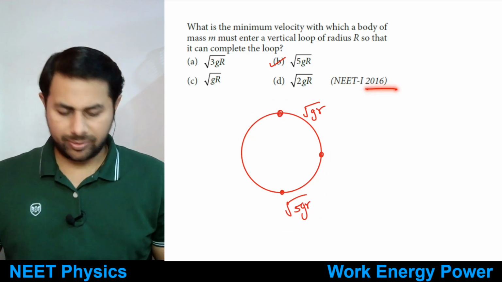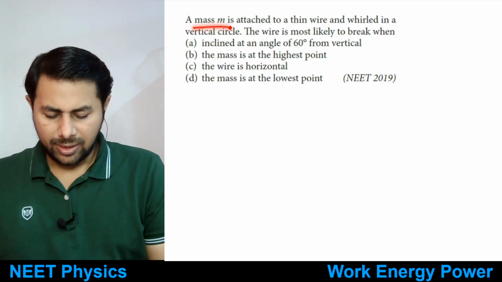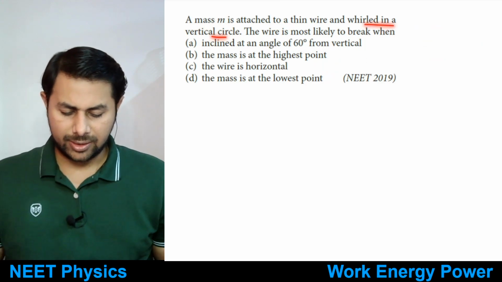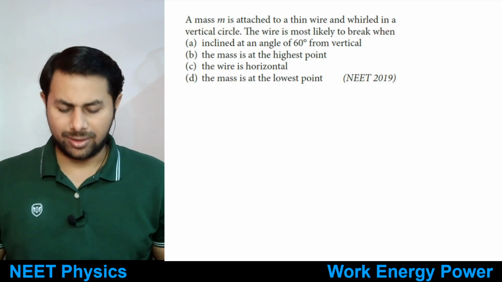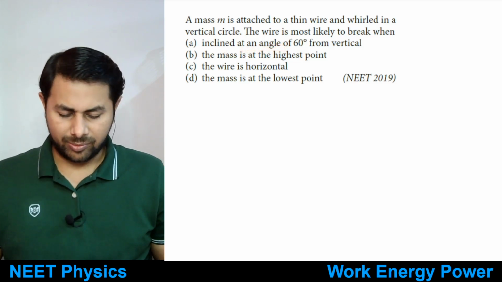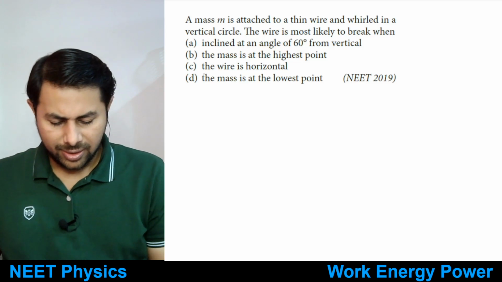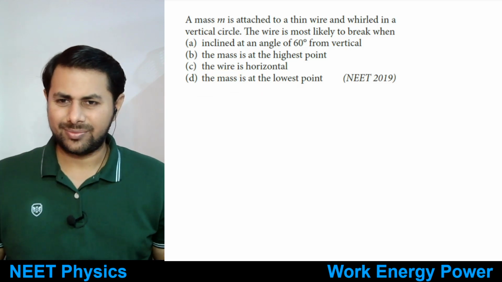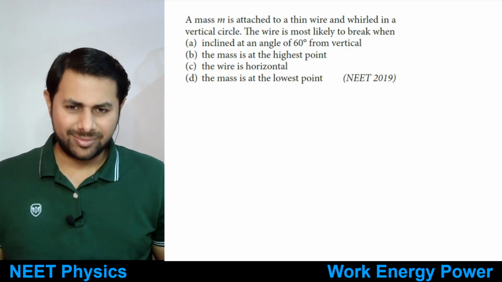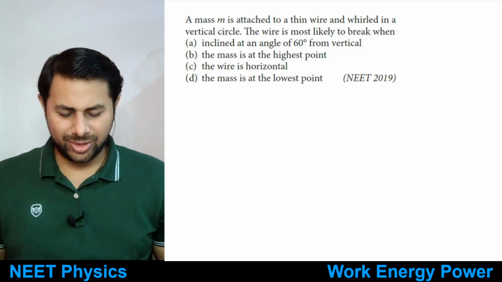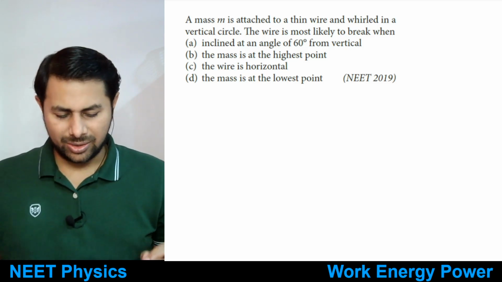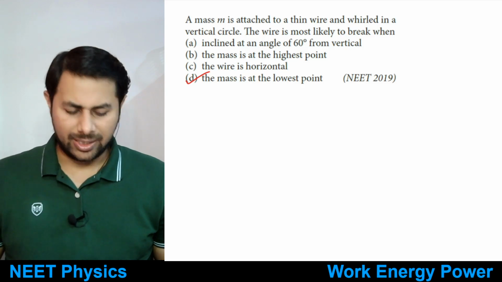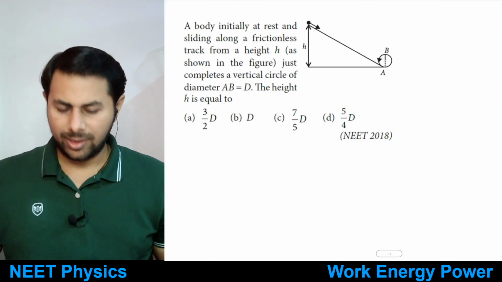This is from NEET 2016. Let's see the next one. A mass m is attached to a thin wire and whirled in a vertical circle. The wire is most likely to break when inclined at an angle of 60 degrees from the vertical, when the mass is at the highest point, when the wire is horizontal, or when the mass is at the lowest point. Yes, the mass is at the lowest point. Very good, because tension is maximum at the lowest point. So the string is most likely to break when the mass is at the lowest point. So option D is the answer. That's very simple. Let's see the next one.